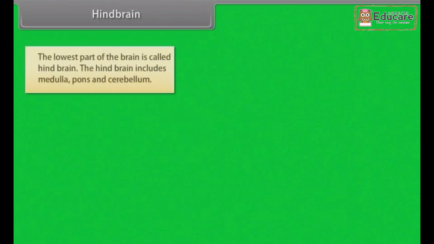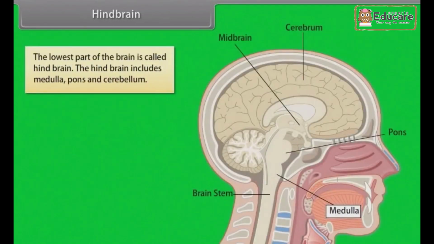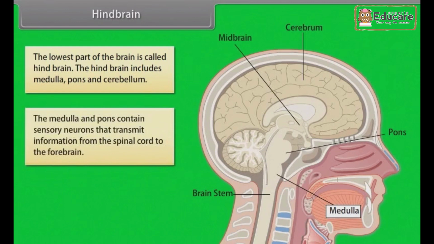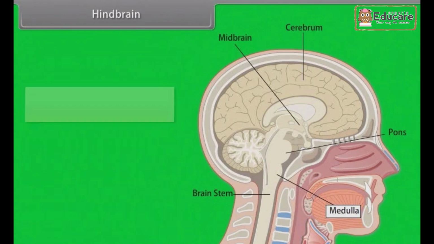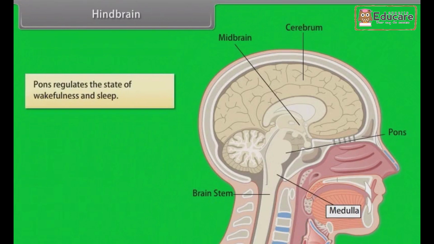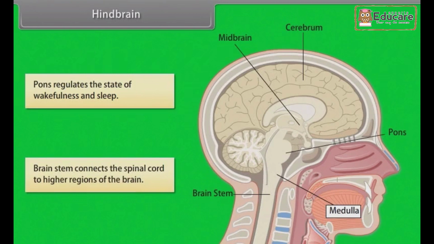Hindbrain. The lowest part of the brain is called the hindbrain. The hindbrain includes medulla, pons, and cerebellum. The medulla and pons contain sensory neurons that transmit information from the spinal cord to the forebrain. Medulla regulates basic life functions such as heartbeat and respiration. Pons regulates the state of wakefulness and sleep. Brainstem connects the spinal cord to higher regions of the brain.